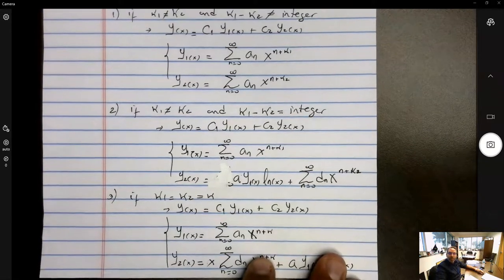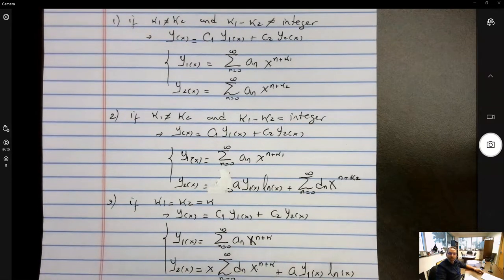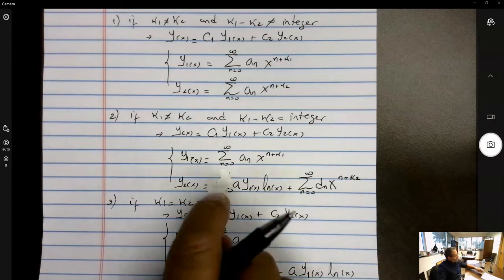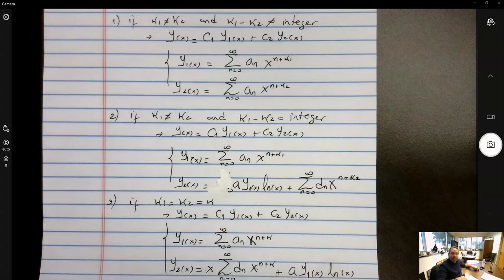You have the three options, and by the way, notice that we're always assuming in this case that k1 and k2 are real. If they were imaginary, there's a little transformation that I'll show you in the next class that works just fine. All right, so let's go straight to an example to see how this works.